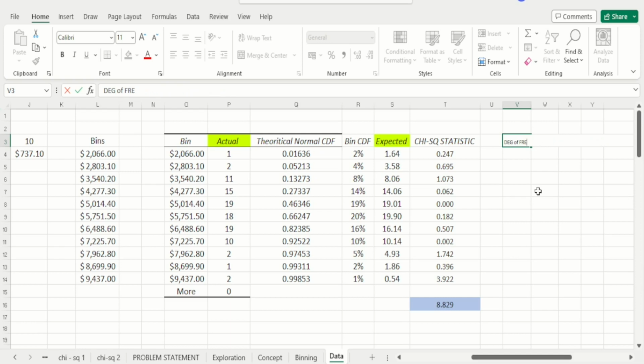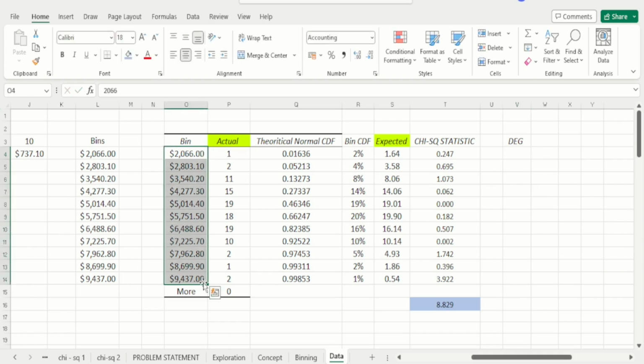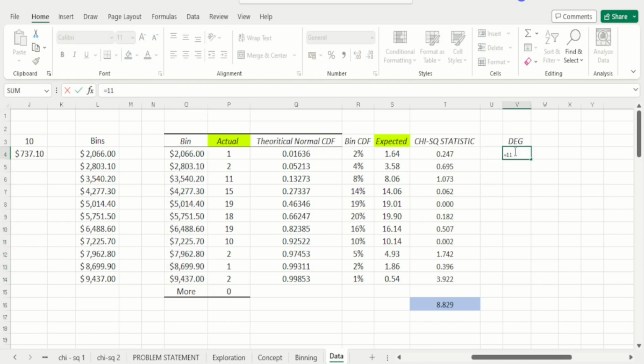So in this case, what would be the degrees of freedom for us? The degrees of freedom would be the count of the bins. What's the count of the bins that you have? You have 11 bins, see at the bottom right there. So this is going to be 11 minus 1 minus 2, because you already used 2 pieces of information here, which are your mean and standard deviation. So that is going to be your degrees of freedom.